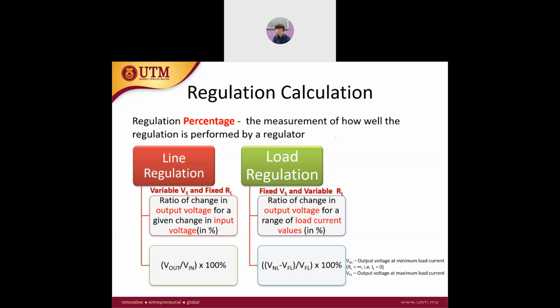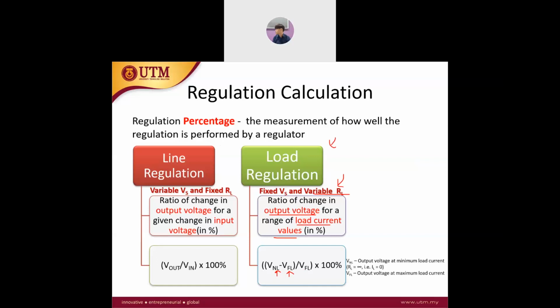So first we go to load regulation, because this is the one covered first before line regulation. In load regulation, we have a fixed VS with a variable RL. Load regulation is a ratio of change in output voltage for a range of load current values. Why do we have a range of load current? Because the load resistance RL is variable. So the load regulation is VNL minus VFL over VFL times 100%. VNL stands for no load condition and VFL stands for full load condition.